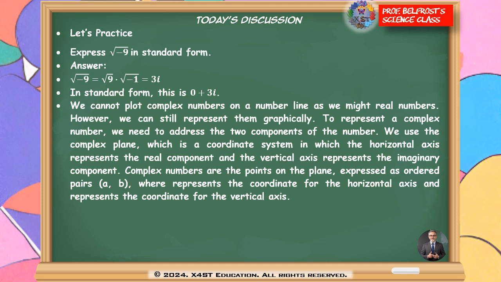That's easy. We can't plot complex numbers as we might with real numbers, but we can still represent them graphically. We need to address two components of the number. We use the complex plane, which is a coordinate system in which the horizontal axis represents the real component and the vertical axis represents the imaginary component. So it is a pair of points, a and b. a is for the horizontal, b is for the vertical. Easy.